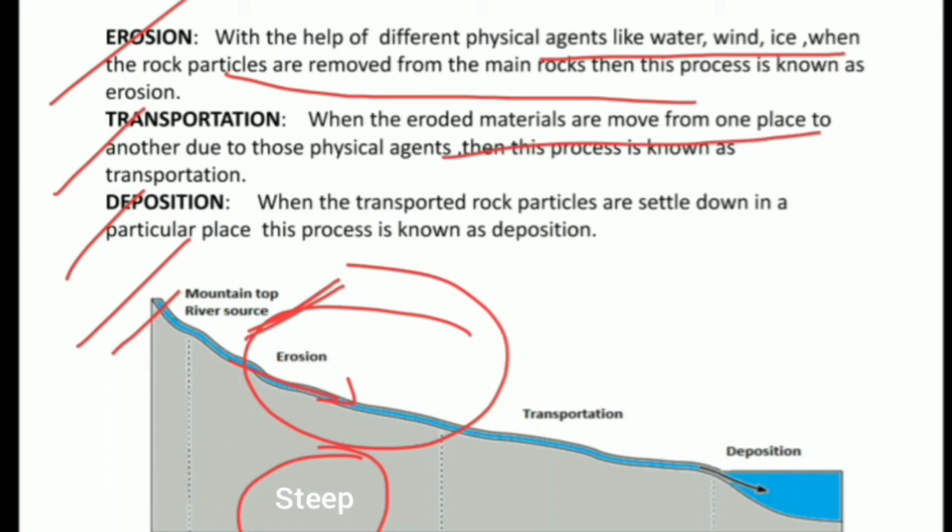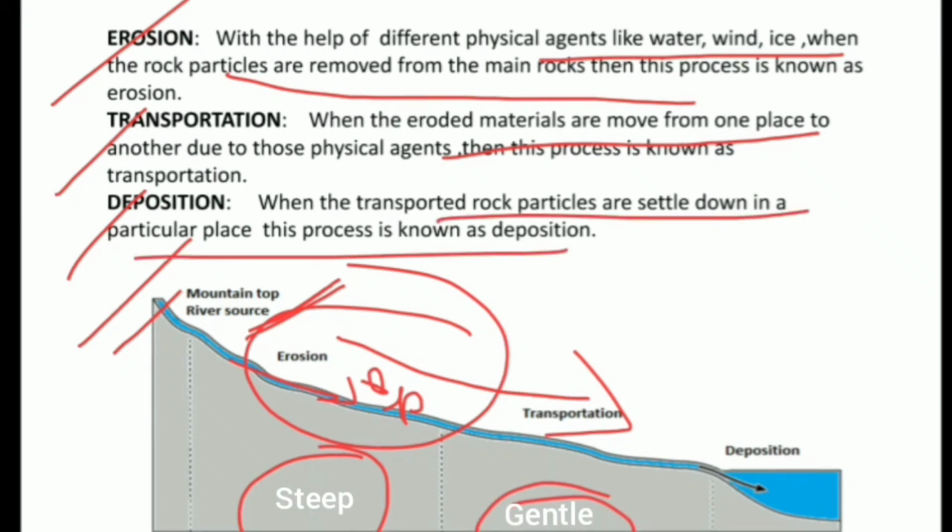So after erosion, when the eroded material is transported from this place to this place, a gentler slope region, then this process of movement is simply known as transportation. So last one we have deposition. When the transported rock particles are settled down in a particular place, this process is simply known as deposition.